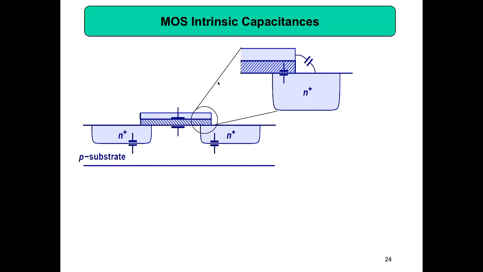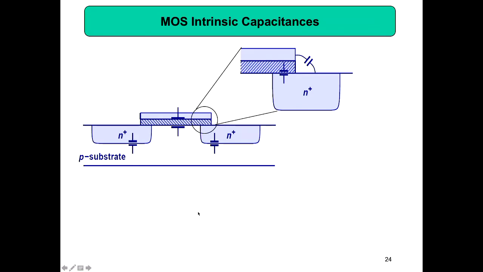MOS, so we are going to take MOS first. MOS intrinsic capacitances. What do you mean by intrinsic? Intrinsic means that it is inbuilt, not the one you connected. So in the MOS you can see, is this NMOS or PMOS? NMOS, because this is a P substrate and then N plus doping.